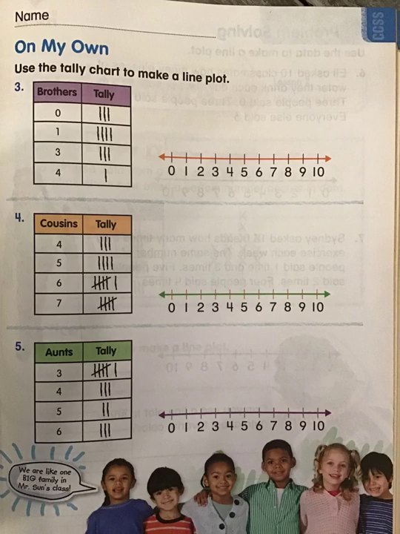Okay, number 3. It again says to use the tally chart to make a line plot. So let's look at number 3. We have 0. People that had 0 brothers. There's 3 people that have no brothers. So we're going to go over to the 0 and put a 3. 1, 2, 3.